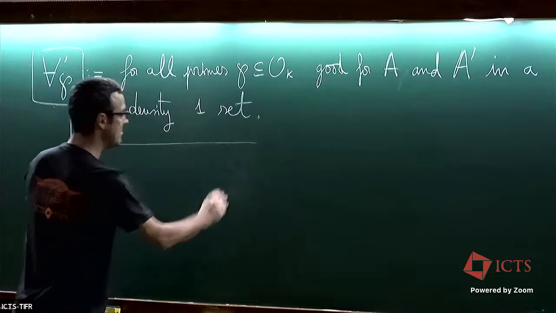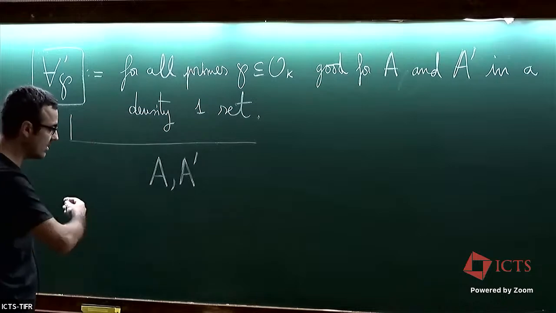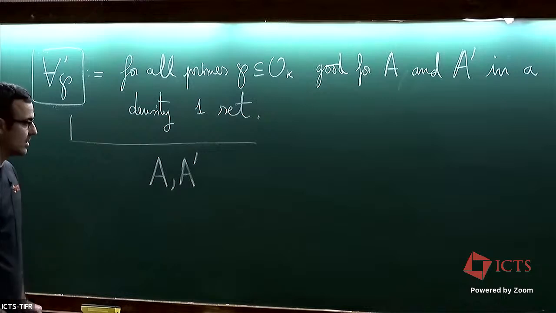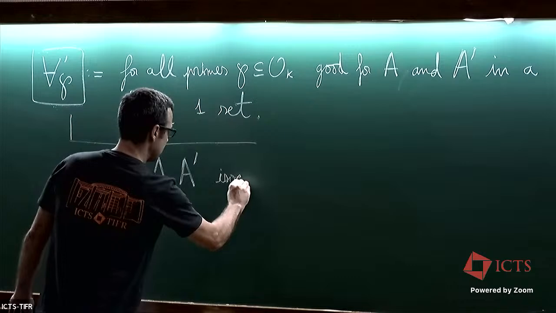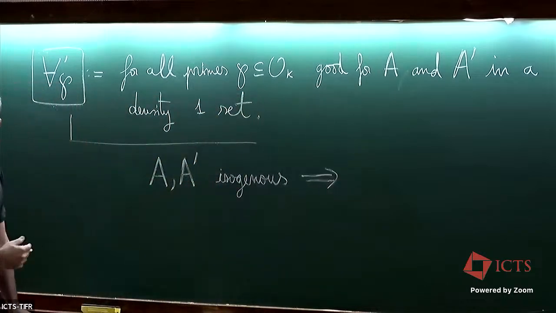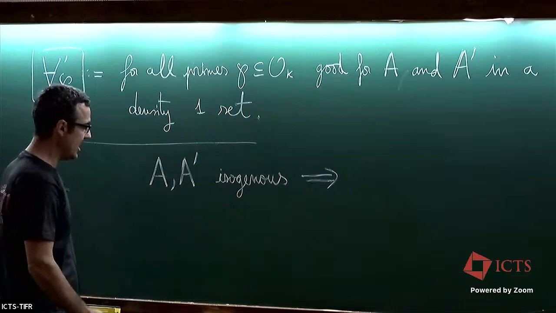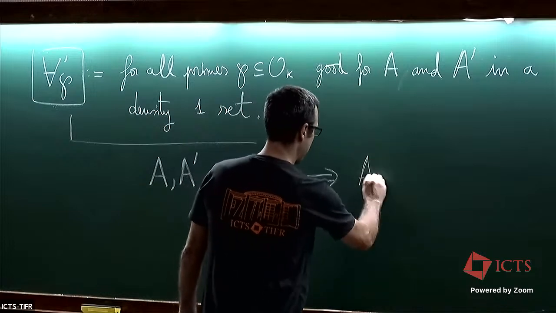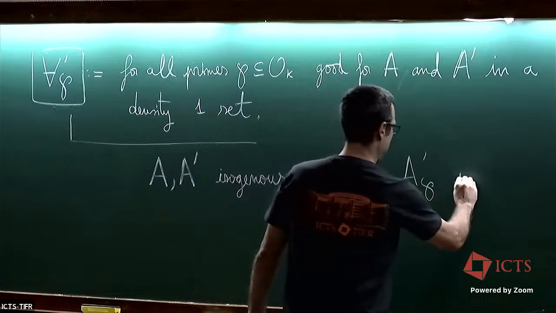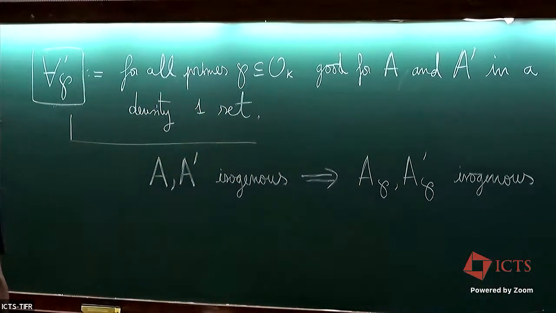Okay, so let me recall Faltings' isogeny theorem. So imagine that your two given abelian varieties A and A prime are isogenous in the sense that there exists a homomorphism from A to A prime which is surjective and has finite kernel. So this means that there exists one such homomorphism with this property, and at almost all primes you will be able to reduce this homomorphism, and it will tell you that the reductions of A and A prime modulo P are also isogenous. And Faltings' theorem tells you that in fact the converse of this implication is also true.